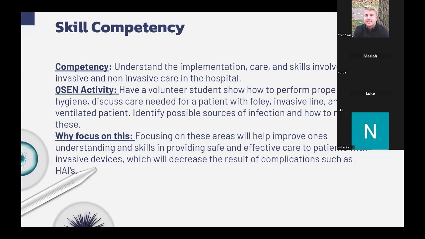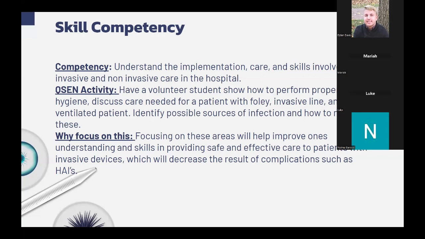So this is the skills competency portion. Our competency is to understand the implementation, care, and skills involved with invasive and non-invasive care in the hospital. The activity would be to have a volunteer student show how to perform proper hand hygiene, just like we did back in fundamentals, discuss care needed for a patient with a fully invasive line and ventilated patients, and identify possible sources of infection and how to negate those.